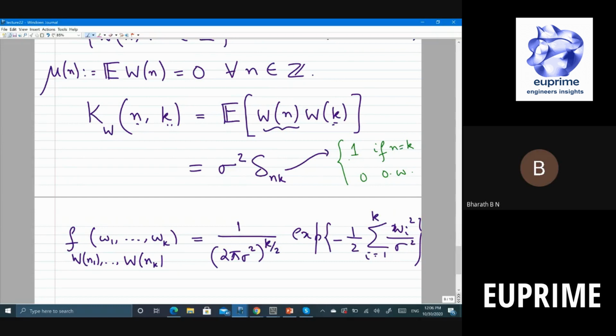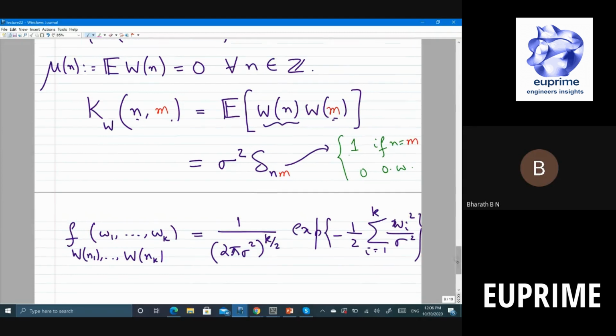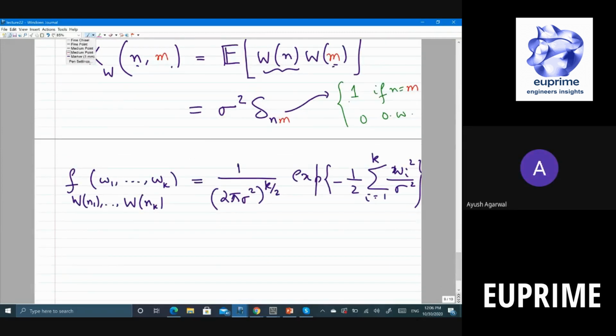Did I clear your doubt? Sir, maybe if you use m instead of k, it will be fine, sir. Because you have used k for the number of vectors. Okay, fine. I'll just use a different color. m, m, m. Fine. You're okay with this? Ayush? Yes, sir.